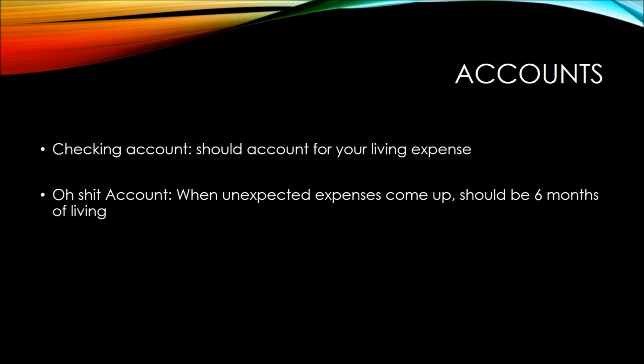I want to dig a little bit deeper into your accounts. Your main checking account should cover your living expenses. This will be gas, rent, bills, food, etc. Stuff that you will be spending money on a daily basis. Now, an oh shit account will cover 6 months of your living just in case you lose your job, and it will be for unexpected expenses. As we know, cars break down or people need to go to the hospital. It's a sad event, but we need to be sure that we have money to cover these unexpected expenses.